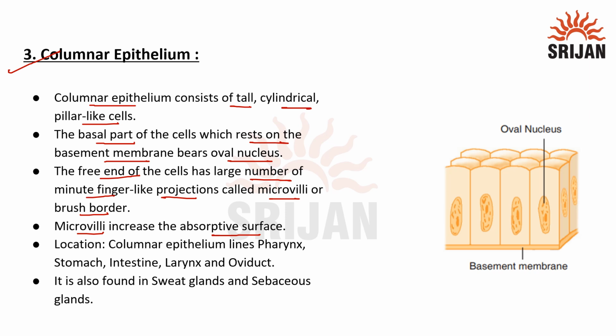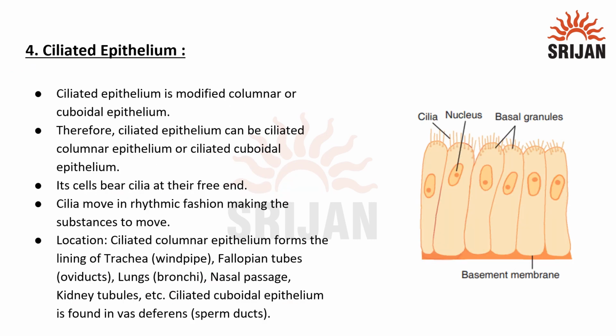The location of columnar epithelium is pharynx, stomach, intestine, larynx, and oviduct. It is also found in sweat glands and sebaceous gland. This is the image of columnar epithelium. The next one is ciliated epithelium.